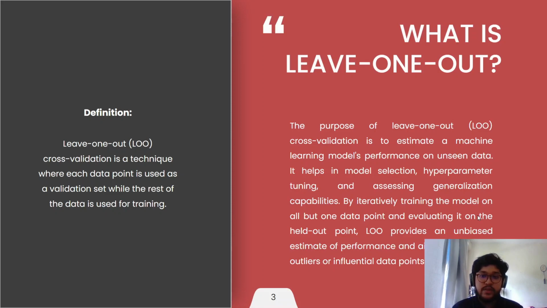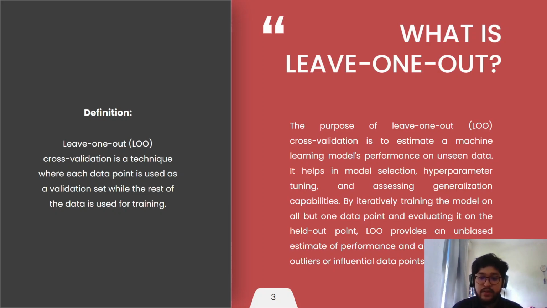So what is leave one out? The definition of it is: cross-validation is a technique where each data point is used as a validation set while the rest of the data is used for training. The purpose of leave one out cross-validation is to estimate a machine learning model's performance on unseen data. It helps in model selection, hyperparameter tuning, and assessing generalization capabilities.